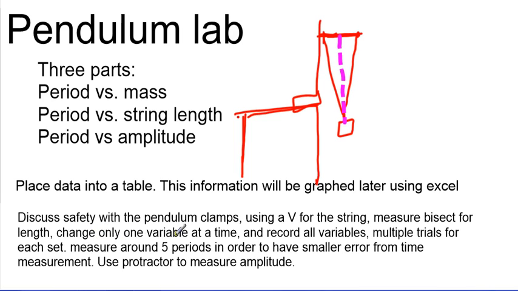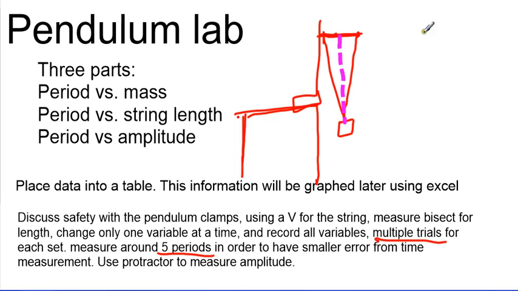And remember, change only one variable at a time. You want to record all your variables. For this, you want to make sure you have multiple trials. You want to make sure that you are as accurate and precise as possible. And to help you with that, you want to measure more than one period at a time. I highly recommend for you to measure 5 periods.